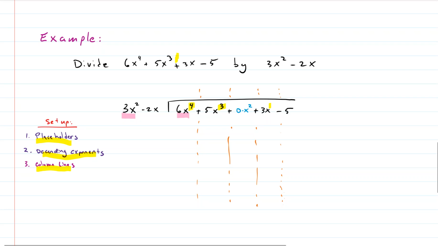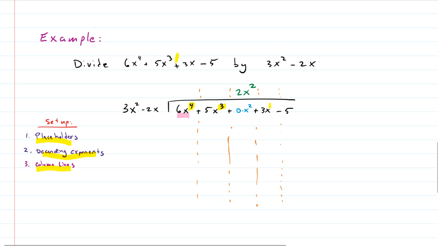Oh, look at that. Right away, we have something. We have 2x squared. It's got to go in the squared column. Good thing we had a placeholder, right? So we put the 2x squared in the x squared column, and now we multiply that 2x squared by everything out front.